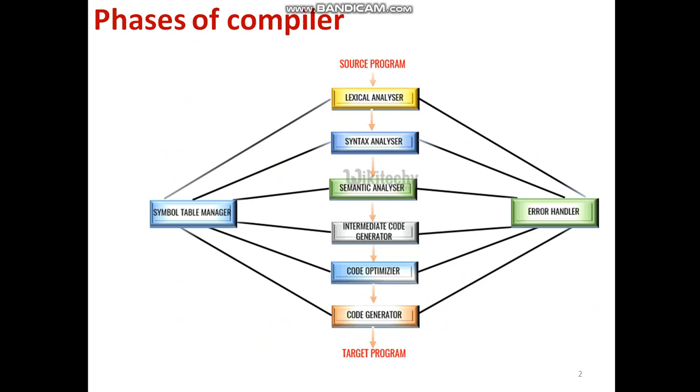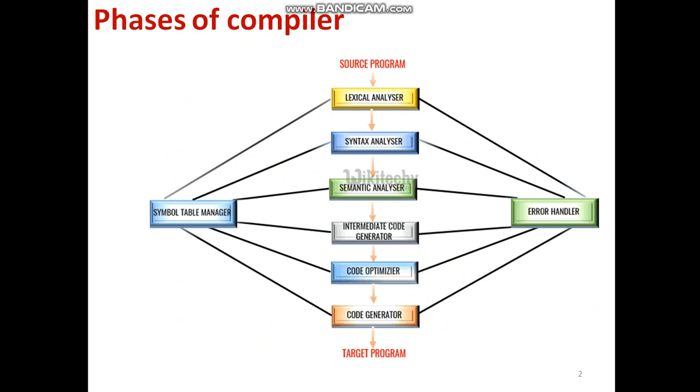As we know, the first phase is the lexical analyzer, which receives the source program as its input, and it will be converted into a sequence of tokens. This sequence of tokens will be received by the next phase, the syntax analyzer, where it checks whether the syntax of the program is correct or not by constructing a parse tree, and this parse tree will be given as input to the next phase, the semantic analyzer.